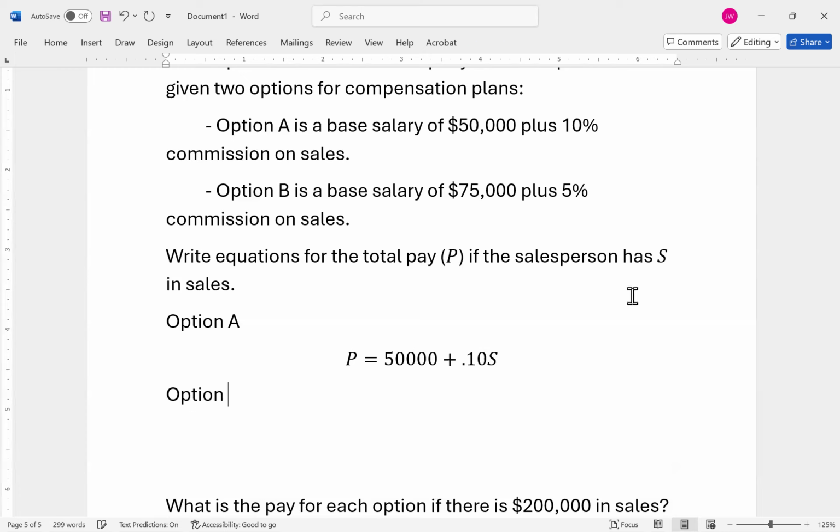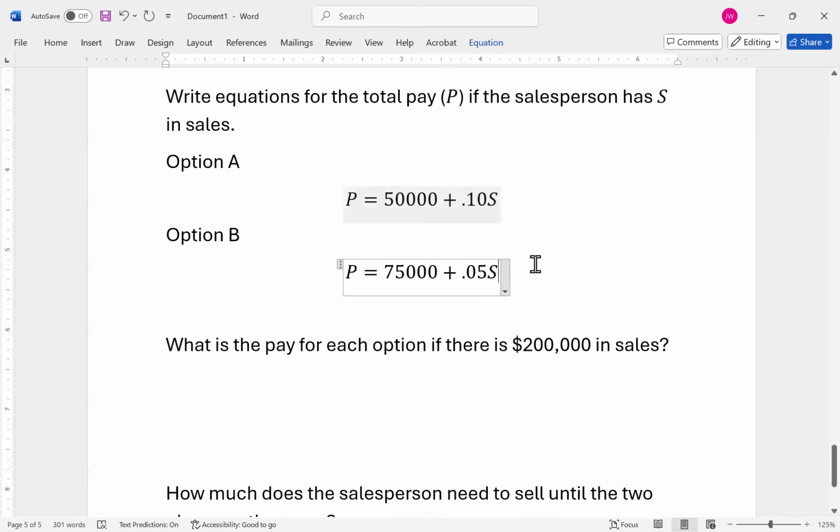Now option B is very similar. The pay is going to be a higher fixed cost, but a lower percentage on sales. So option A has a lower fixed salary, but a higher percentage on sales. Option B has a higher fixed part of the salary and a lower percentage on the sales. So these are my two equations for pay in each option.